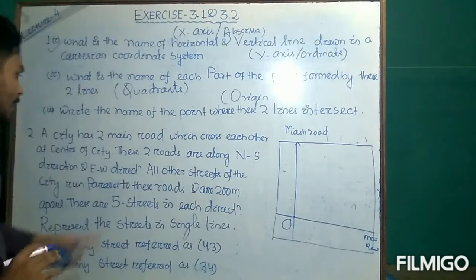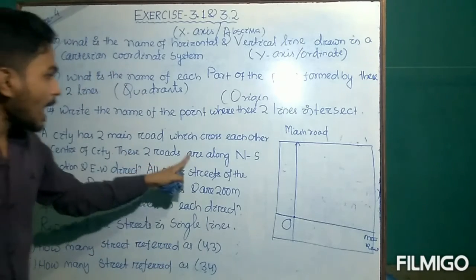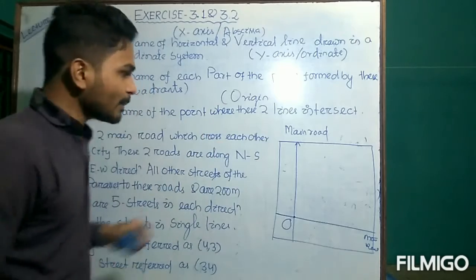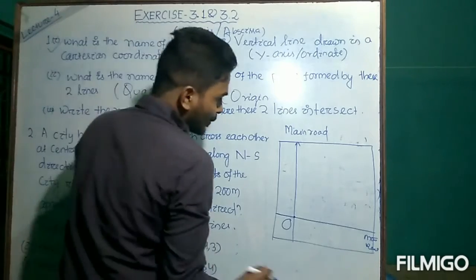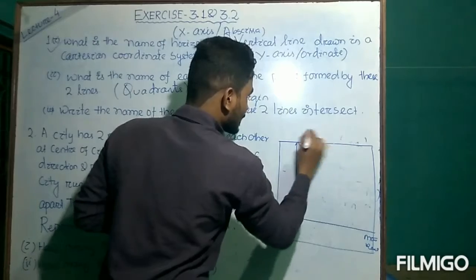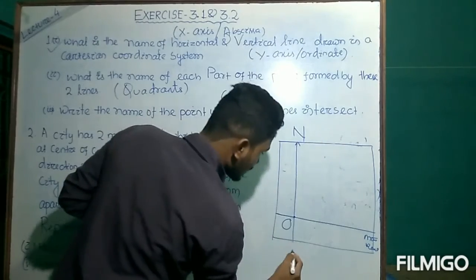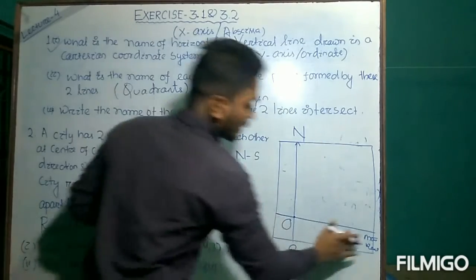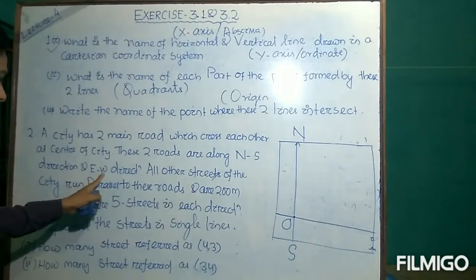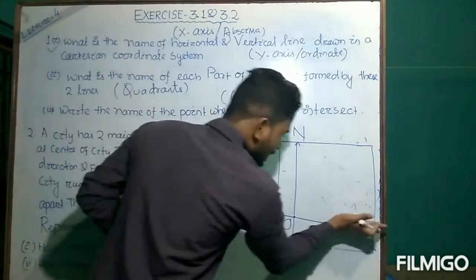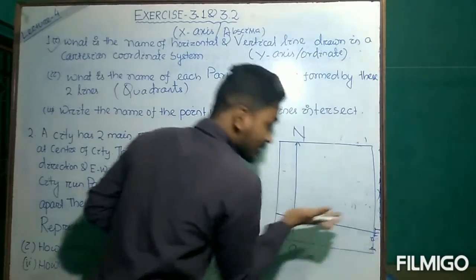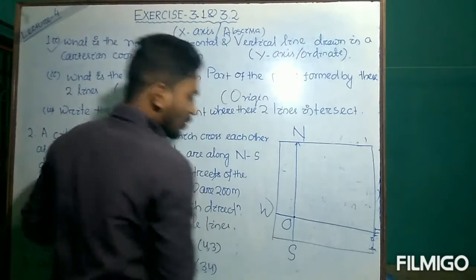O. These two roads are along north-south. NS means north-south. As you know, the topmost part is known as north, and this direction is south. Clear? And east-west direction: this horizontal main road is in the direction of east and west, this part is east and this is west.